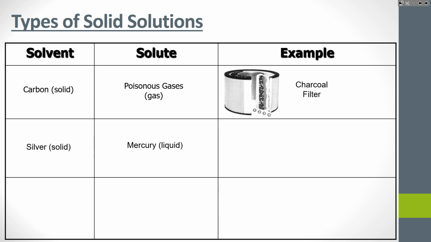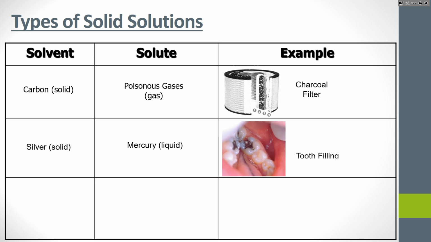Another one is silver. If we dissolve mercury, which is typically a liquid, into silver, to dissolve it, we actually have to melt the silver down and then add the mercury. But when we mix those two, you get what we use for tooth fillings. So a small amount of mercury with a silver.